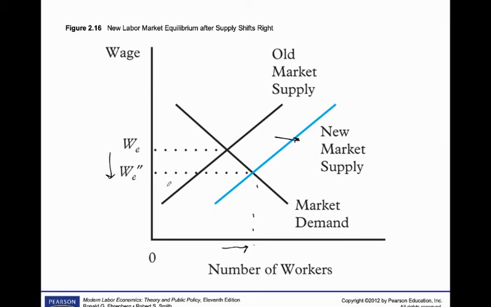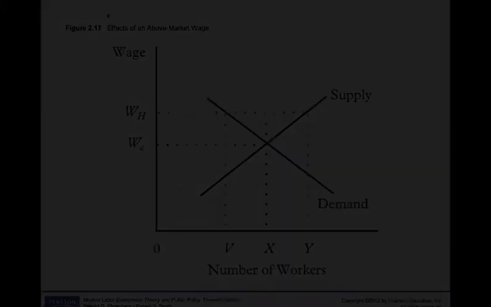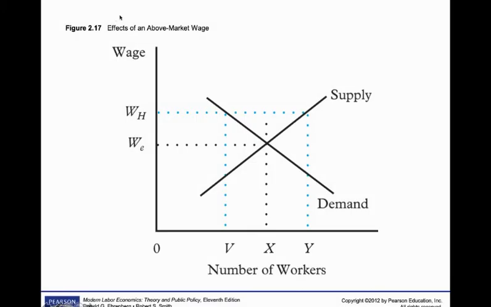Firms would be happy with this case because now they can hire more workers at a much lower wage rate in the economy. In this figure, we want to consider the effects of an above market wage. What do we mean by an above market wage? It is indicated by WH over here. WE is the initial employment level, and we will take WE as our reference wage rate.